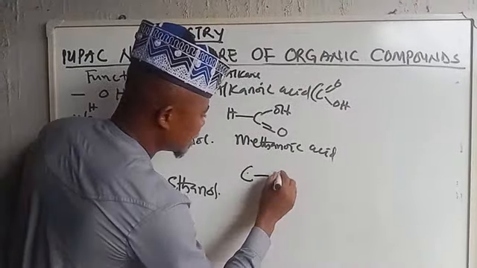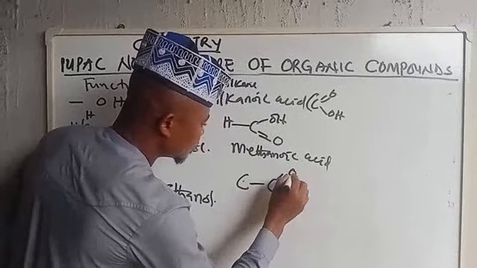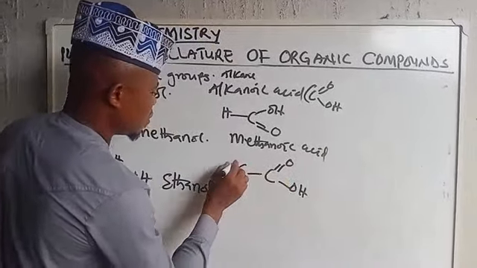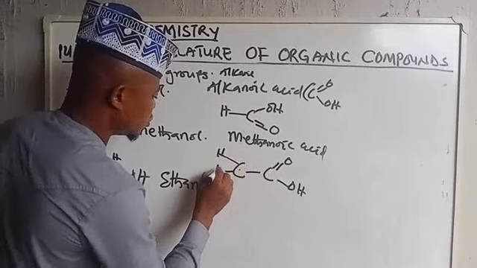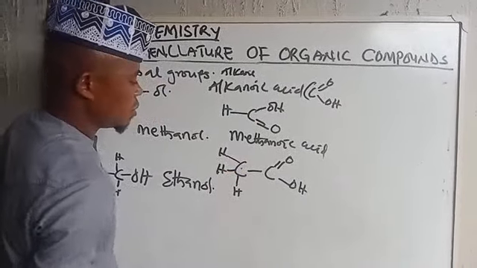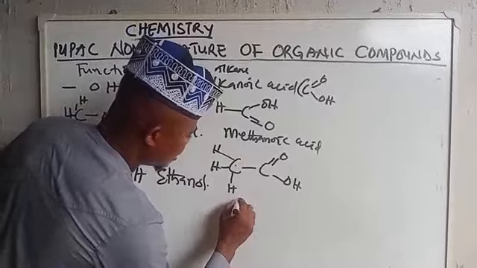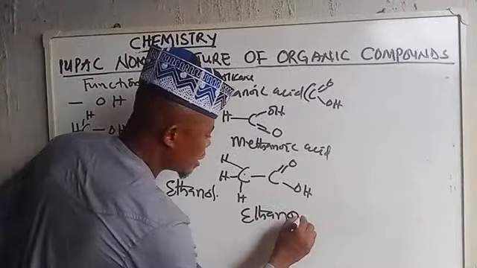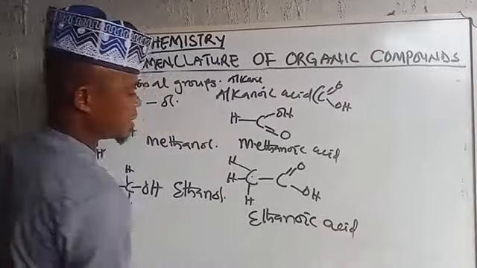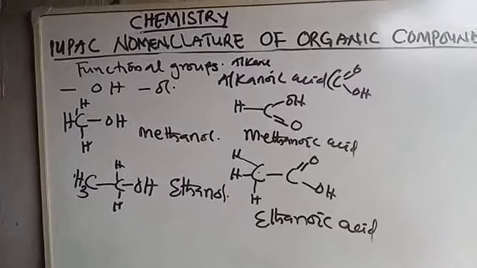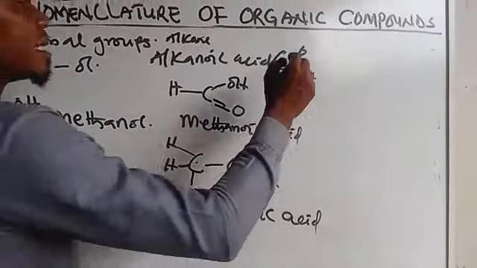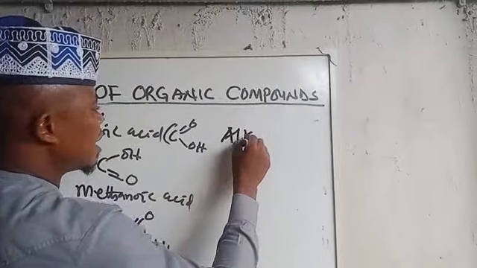Let's say it is a 2 carbon compound, OH, 1, 2, 3, 4. 1, 2, 3. You call it ethane, because it's a 2 carbon compound. Now you add your oic acid. So that is how to name alkanoic acids. Now let's look at alkanals.